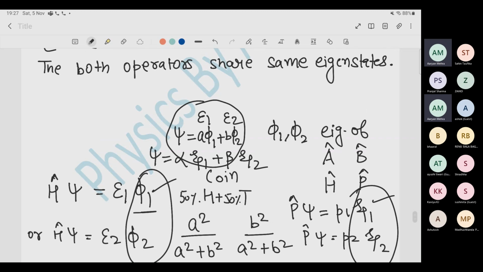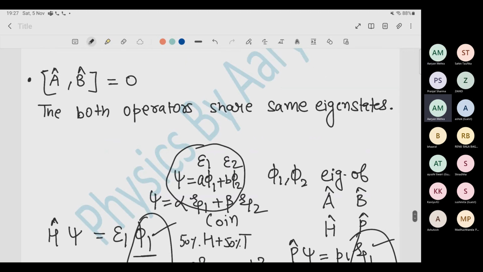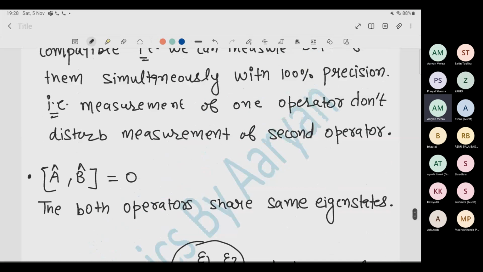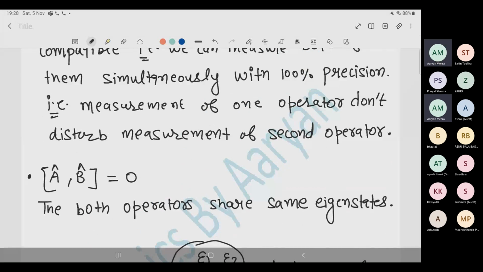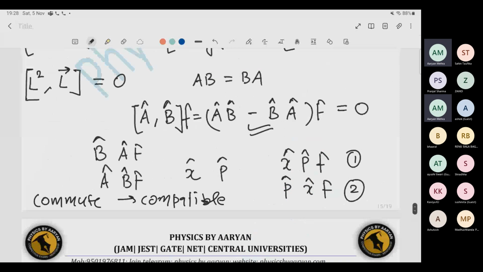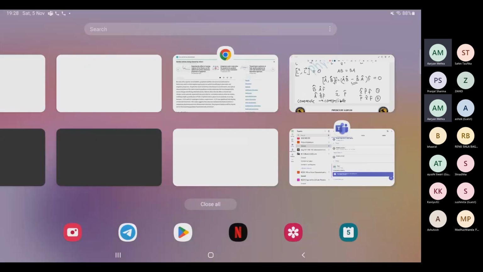What does the compatibility of the two operators mean physically? That is the main idea we should take away from this. So if you got this, just wait. My screen is a little bit frozen.